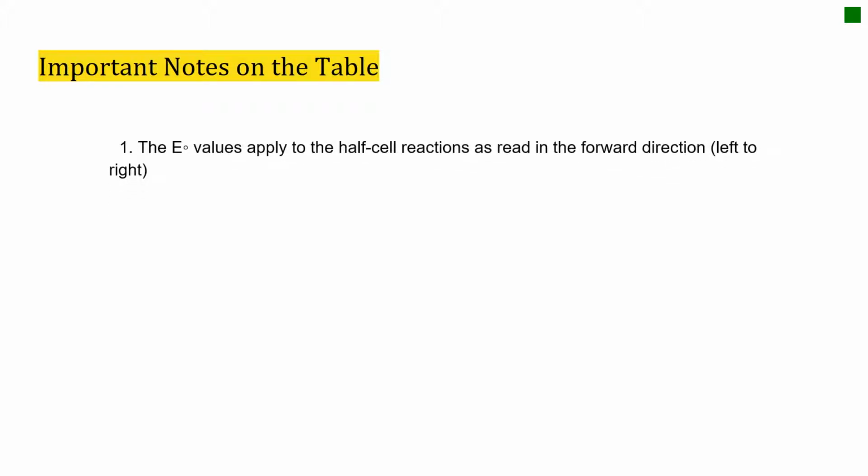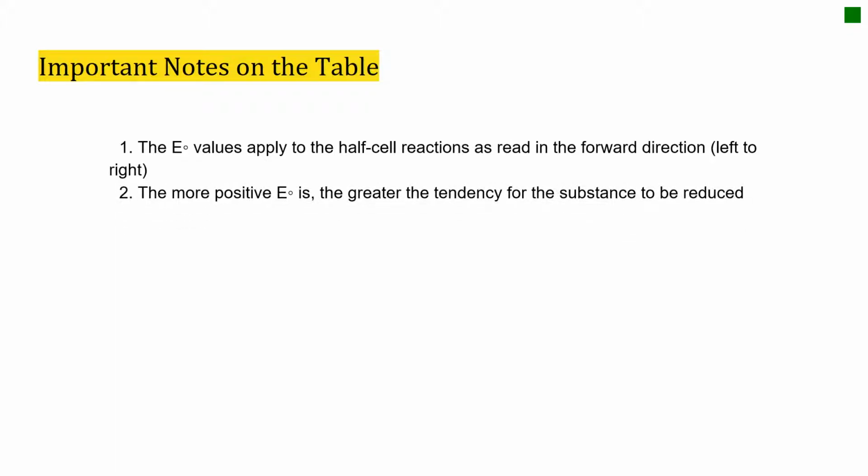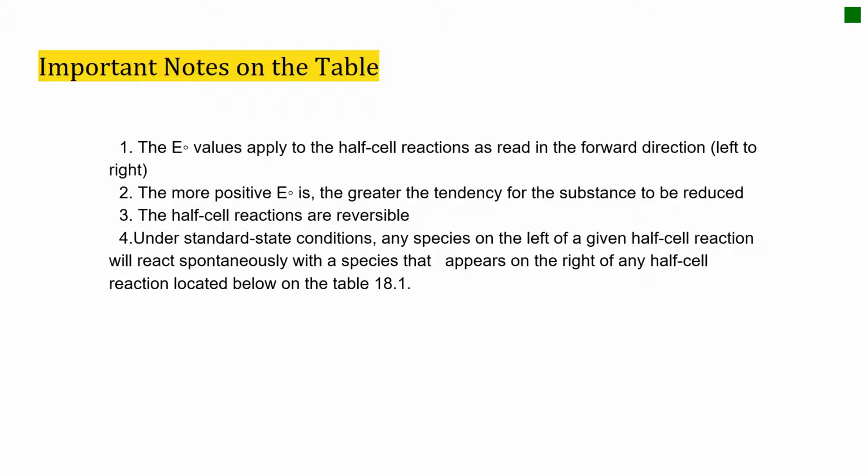There are important notes to keep in mind when you're looking at the table. The standard values apply to the half-cell reactions as read in the forward direction, from left to right. The more positive E is, the greater the tendency for the substance to be reduced. The half-cell reactions are reversible, so depending on the conditions, any electrode can act either as an anode or as a cathode. Under standard state conditions, any species on the left of a given half-cell reaction will react spontaneously with the species on the right of any half-cell reaction located below it in the table. This principle is sometimes called the diagonal rule.